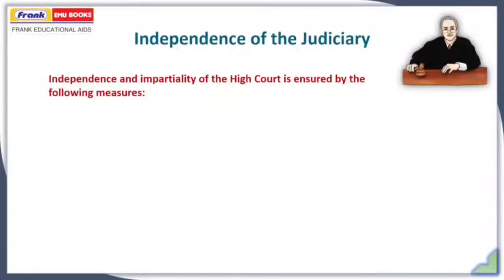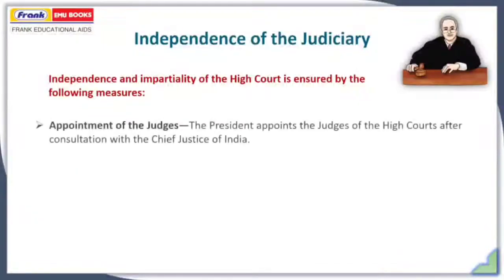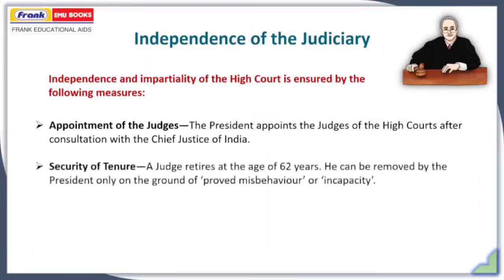Independence of the judiciary. So, the independence and impartiality of the High Court is ensured by the following measures. The President appoints the judges of the High Courts after consultation with the Chief Justice of India. A judge retires at the age of 62 years. Please keep in mind, the High Court judge retires at the age of 62 years, whereas the judges of the Supreme Court retire at the age of 65 years. He can be removed by the President only on the grounds of proved misbehavior or incapacity.